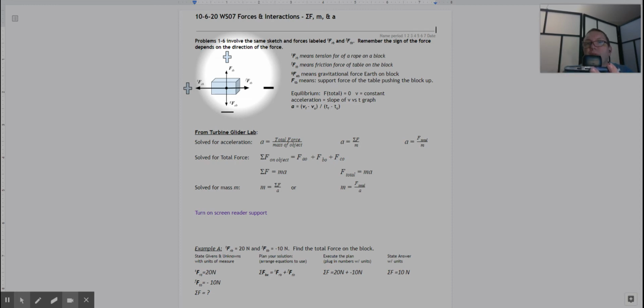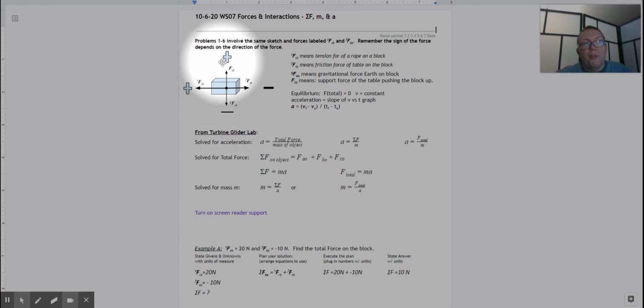There are a variety of names for that. We're not going to go into those names, or a variety of accepted names. But I'm just saying that that's the force of the table on the block, or whatever the support is on the block. Then this force down is the force of the earth on the block. And that force is a gravitational force. So the little g in the upper left there is to say it's a gravitational force that the earth exerts on the block, and that's pulling down.